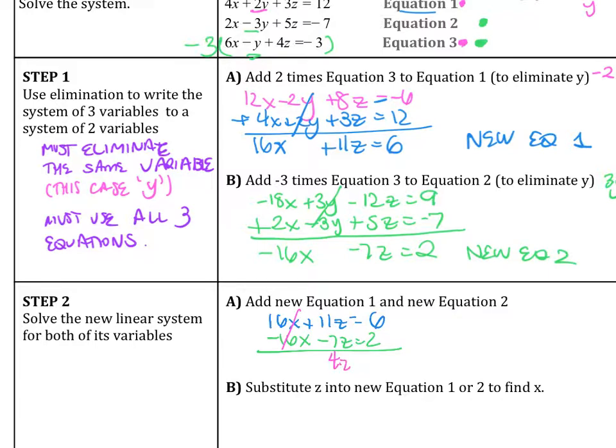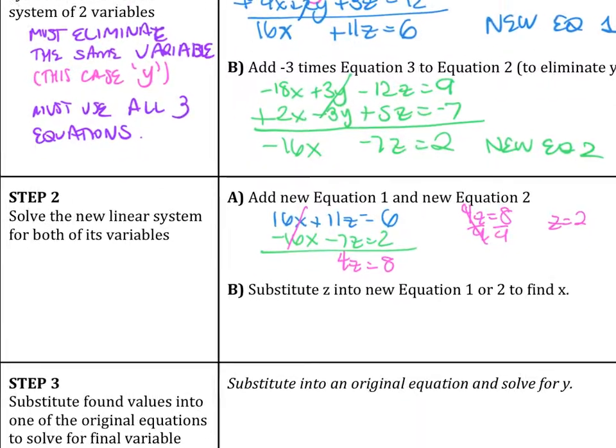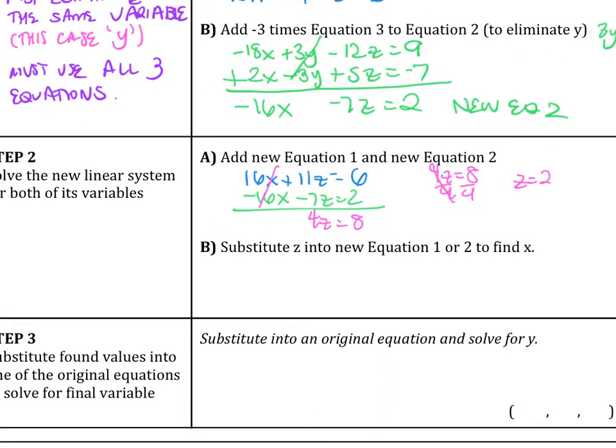So I get 4z equals 6 plus 2, which is 8, divided by 4. So I know that z equals 2. So now that I know z is 2, what I want to do is find my x. So I don't want to go back to the beginning yet. I still need to solve for this other variable. So I'm going to take this 2 and plug it into one of the equations. So I'll plug it into here.